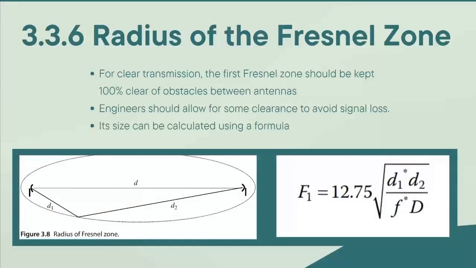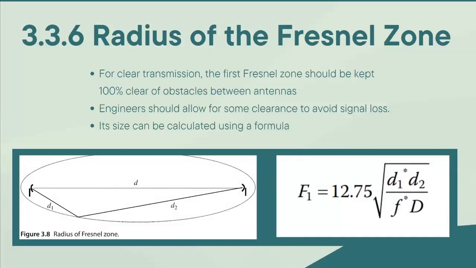The size of the Fresnel zone depends on the frequency and the distance of transmission. For clear transmission, the first Fresnel zone should be kept 100% clear of obstacles between the antennas. And engineers should also allow for some clearance in order to avoid signal loss. Its size can be calculated using the formula below.